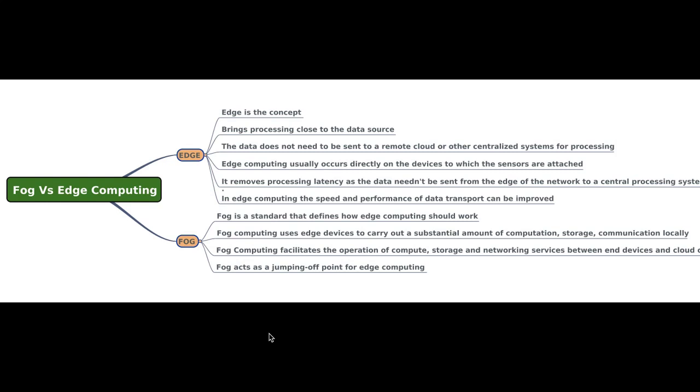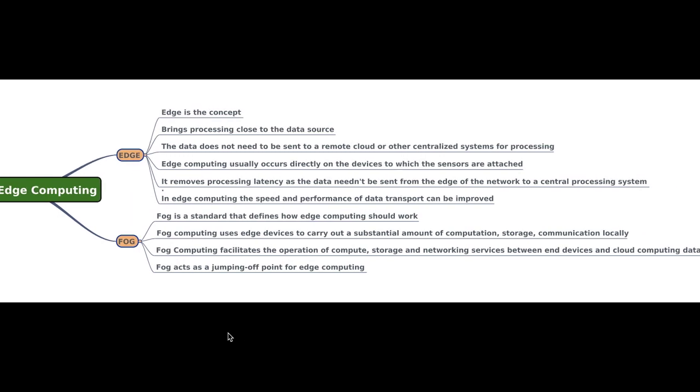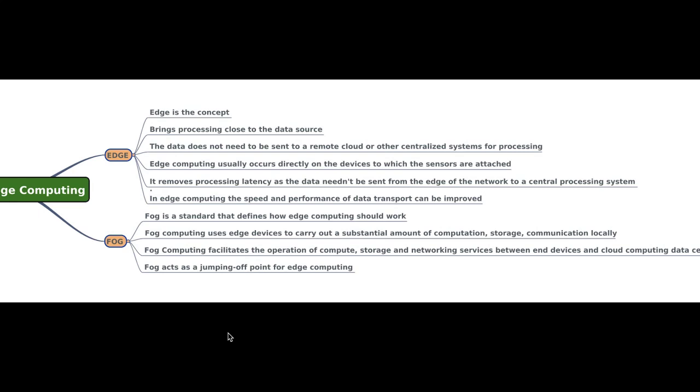When you talk about fog computing, it is a standard that defines how edge computing should work. Fog computing uses the edge devices to carry out a substantial amount of computation, storage, and communication locally. So the fog acts as a jumping point for the edge computing. Both these technologies can help organizations reduce their reliance on cloud-based platforms to analyze data, so that latency is reduced and we are able to make data-driven decisions faster.